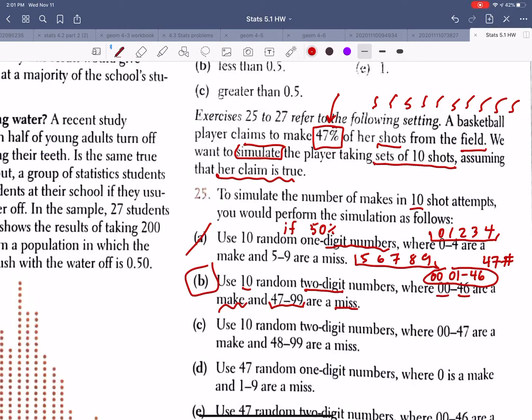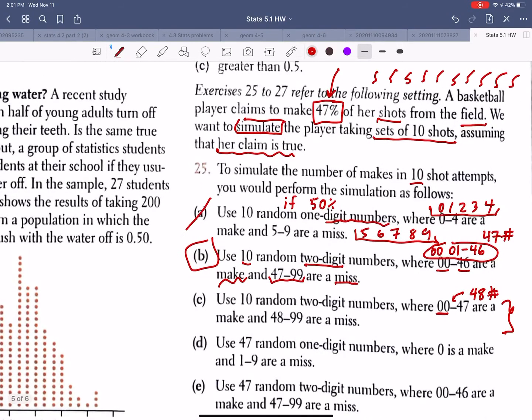So let's see what's wrong with the other ones. In C, they're including 00, so technically this would be 48 numbers. This would be a correct simulation if her shot ratio was 48%. In D, it's having us use 47 random digits, and that's not what we need. We needed a trial of 10. We need a trial of 10.